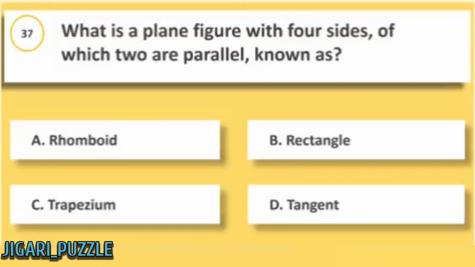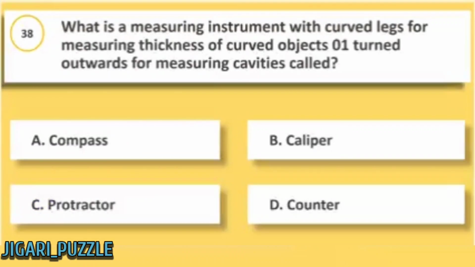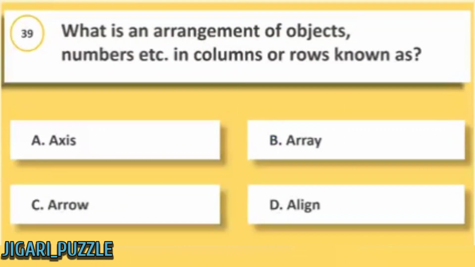What is a plane figure with 4 sides, of which 2 are parallel, known as? Trapezium. What is a measuring instrument with curved legs for measuring the thickness of curved objects, or turned upwards for measuring cavities, called? Caliper. What is an arrangement of objects, numbers, etc. in columns or rows known as? Array.